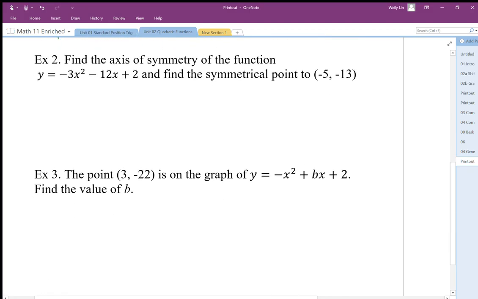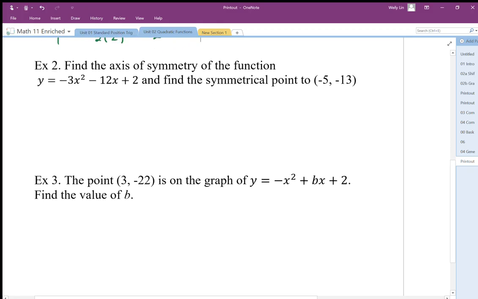So I have the graph given here, and I want to find the point symmetrical to this. Well, if I sketch this graph, what do I know about it? I know it's upside down. I've got a point here, and I've got another point here. Really, I need to know the vertex, or the axis of symmetry.